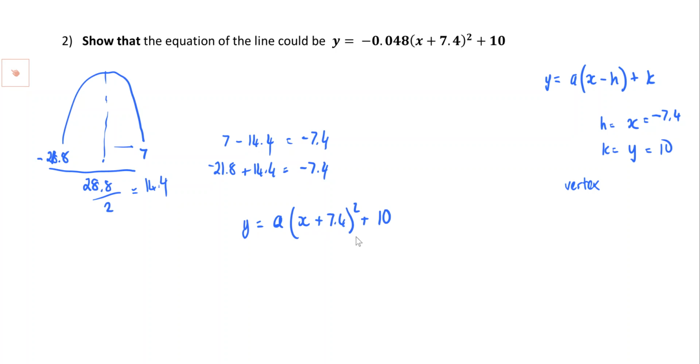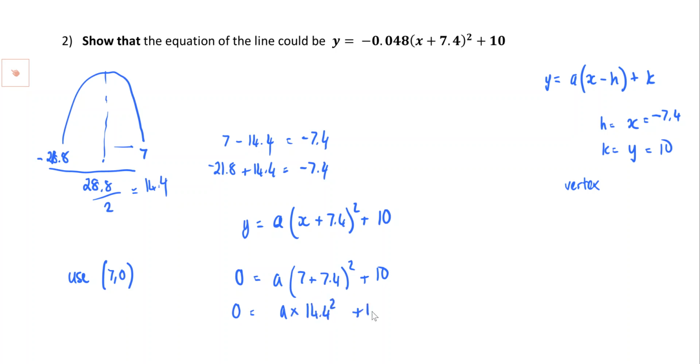And then we're going to use a coordinate. What coordinate do we need to use? Not the vertex. Either of the other ones. So we could use (7, 0). Again, put it in here. So we've got 0 equals a times (7 plus 7.4) squared plus 10. So 0 is a times 14.4 squared plus 10.